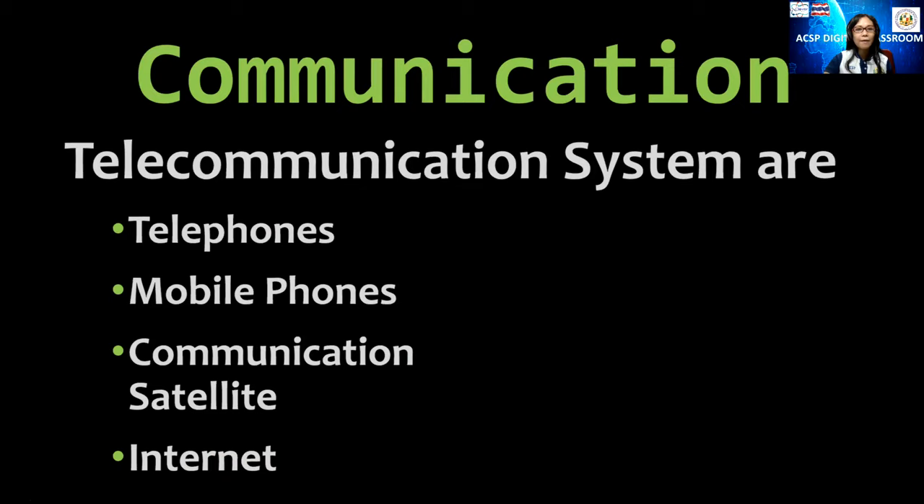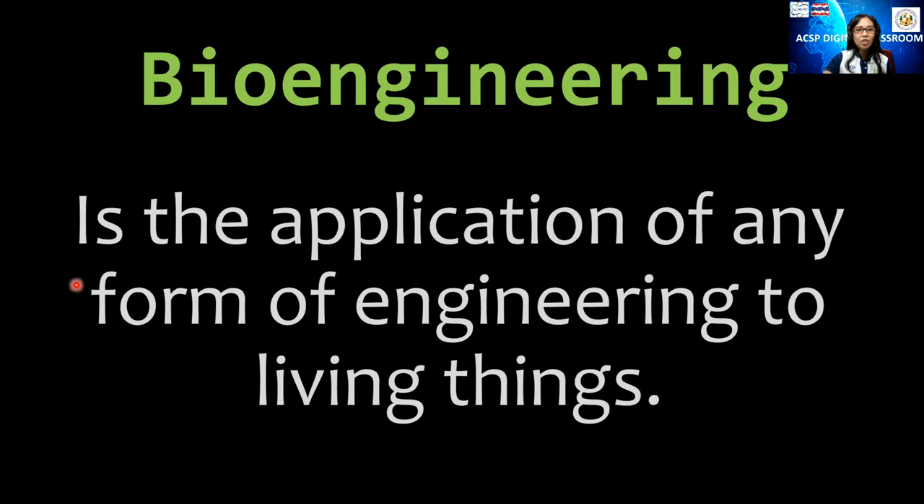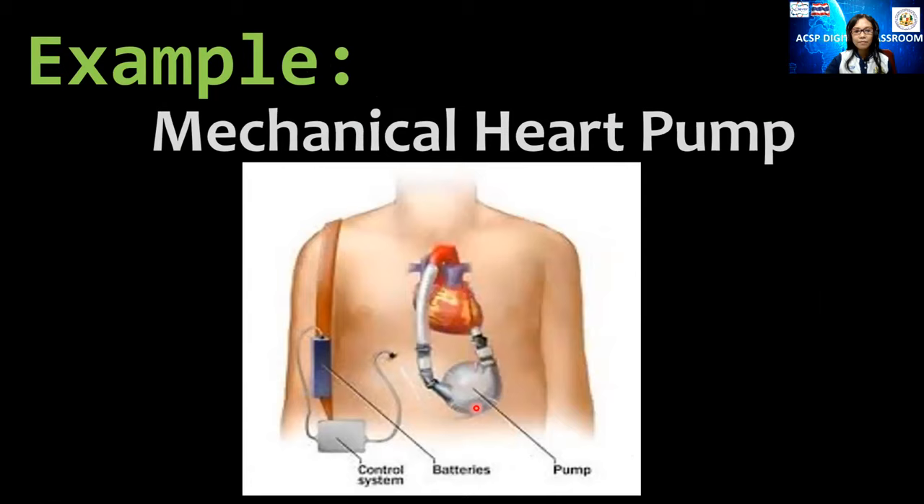Okay, now, bioengineering. What is bioengineering? Bioengineering is the application of any form of engineering to living things. It means, for example, someone made something that is put in the body, a machine that helps the living thing to survive. That is bioengineering. Like, for example, this one. Okay, a mechanical heart pump. Someone invented the mechanical heart pump.